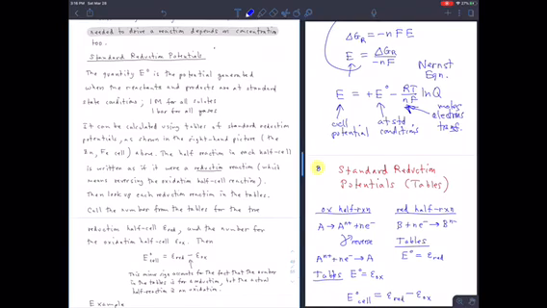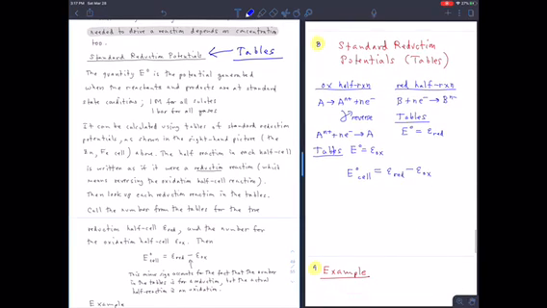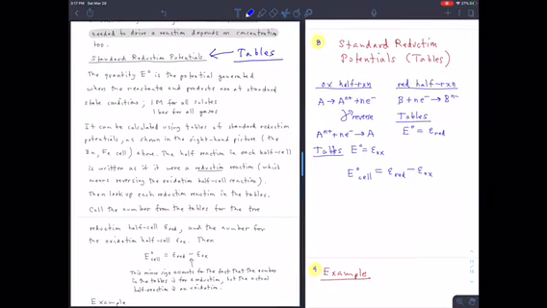So standard reduction potentials are values that are tabulated. They're in tables. There's a table in the back of Engel and Reed that you can look up standard reduction potentials as you like. They apply to each half cell independently. So there's an oxidation half cell in every electrochemical cell. There's a reduction half cell in every electrochemical cell. In the oxidation half cell, there's an oxidation reaction taking place. Of course, in the reduction half cell, there's a reduction reaction taking place.